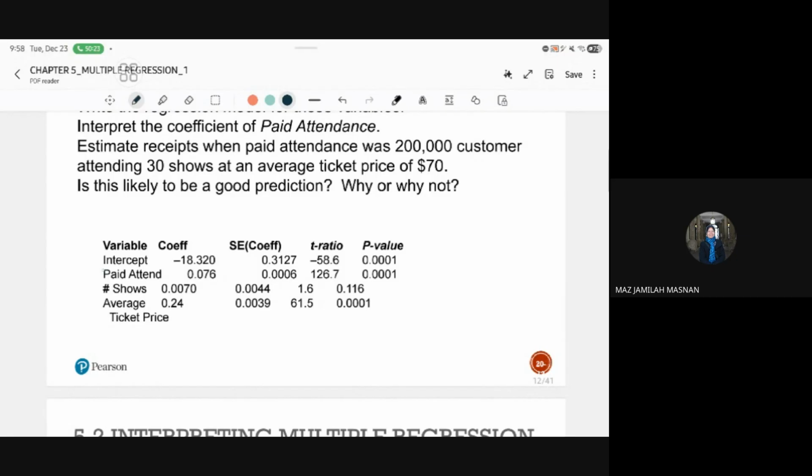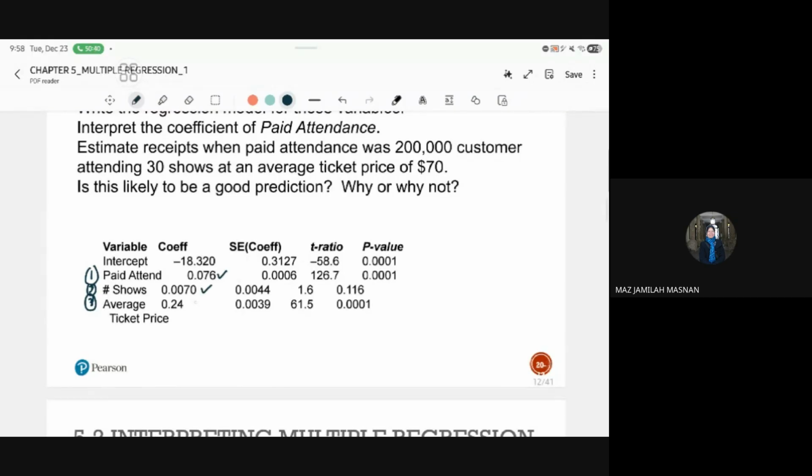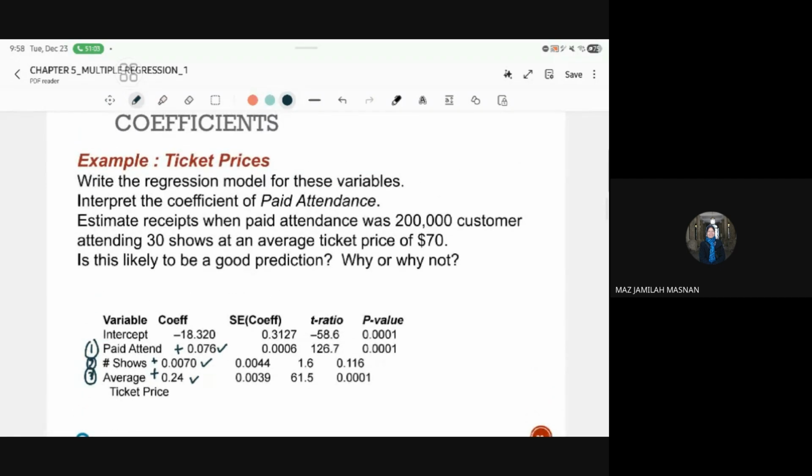So you can see that the first is paid attendance, the second IV is number of shows, and the third one is the average ticket price. The coefficient for paid attendance is this one, for number of shows is this one, and the average ticket price is 0.24. And all the coefficients are positive in value. So each and every IV increases the receipts in this model.